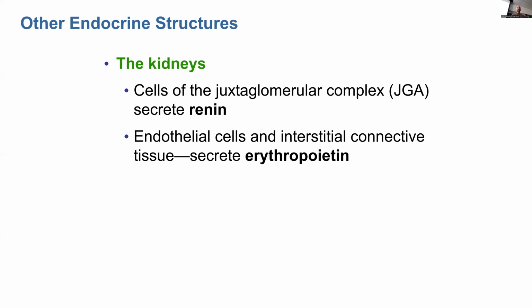A couple more here. We also have the kidneys. The adrenal glands, of course, sit atop the kidneys, but there's also the kidneys themselves that secrete renin. And then other cells in the kidney secrete erythropoietin. Erythropoietin is important for regulating red blood cell production. Renin is important for regulating electrolyte concentration in your blood and your urine.